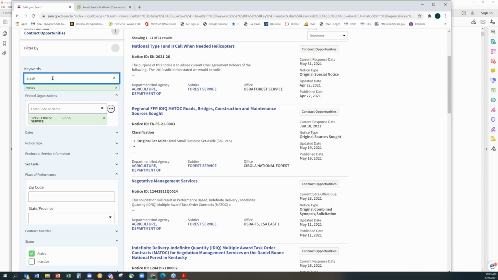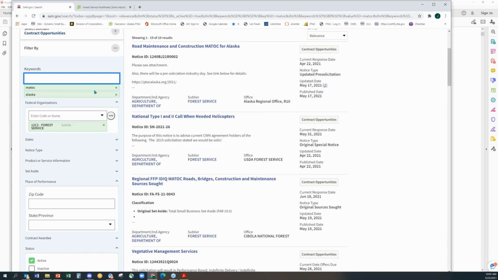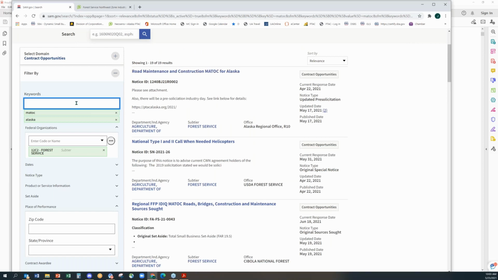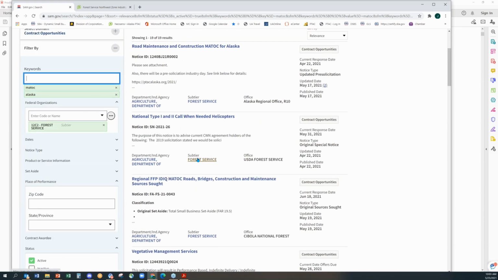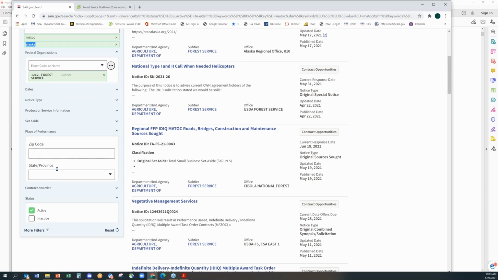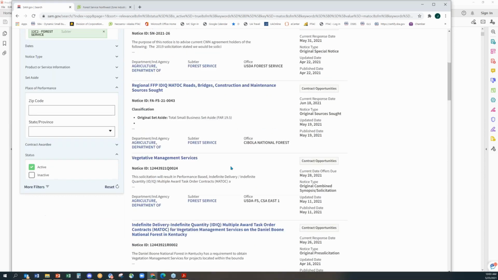You can also just throw the state in your keywords, and you can see that I am now getting 19 using Alaska as a keyword, versus when I had place of performance for Alaska, I was just getting that one activity for MATOC. So just a heads up on some limitations, and I think that is dependent upon how the contracting officer plugs in that place of performance, and not all of them might have an identified place of performance. So just keep that in mind: using that state code as a filter for a keyword versus putting it in under place of performance might extend your results.